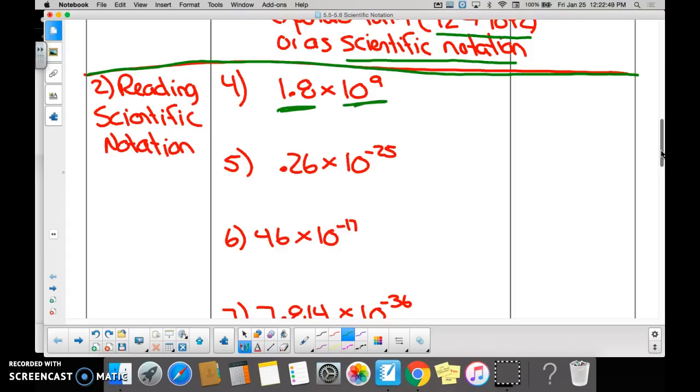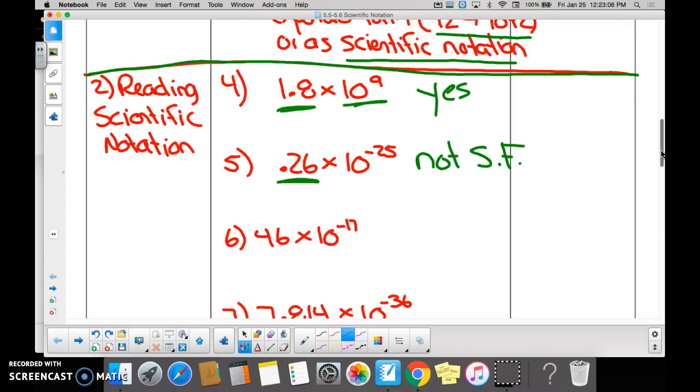Multiplied by 10 to the power of 9, definitely scientific notation, so I'm going to say yes. Number 5, 26 hundredths. Is it bigger than 1? The answer already is no. It is not scientific notation because the number we're multiplying by is not bigger than 1.